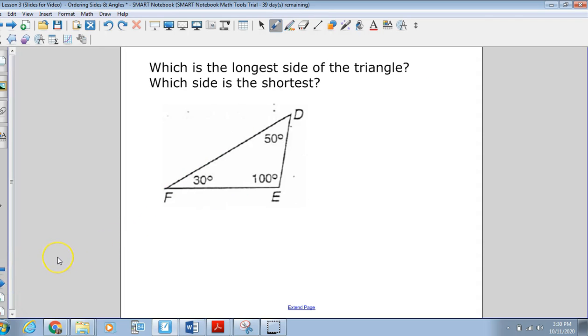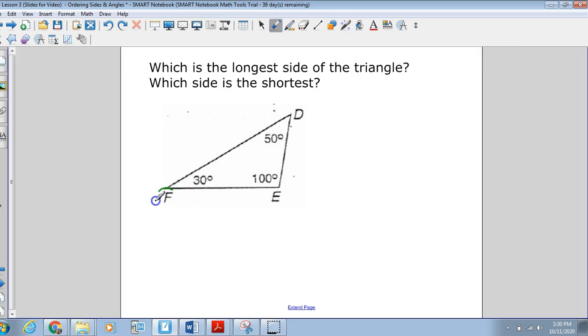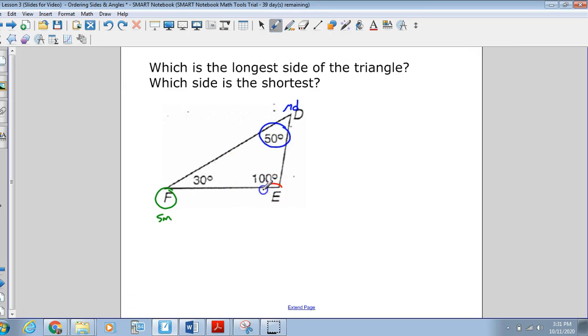Okay. And in this example right here, which is the longest side of the triangle and which side is the shortest, here we only know information about the angles, but we can tell which is the shortest side and the longest side and the medium. So the longest side is going to be across from the biggest angle. So once again, I like to label things with small, medium, and large. This one over here, this is my small. And this 50 right up here, this is the medium angle. And so this 100 down here, this is our large angle.